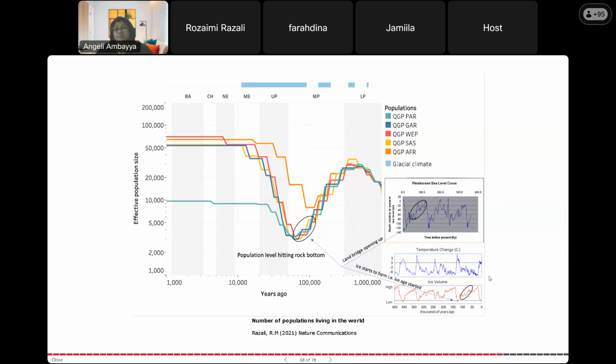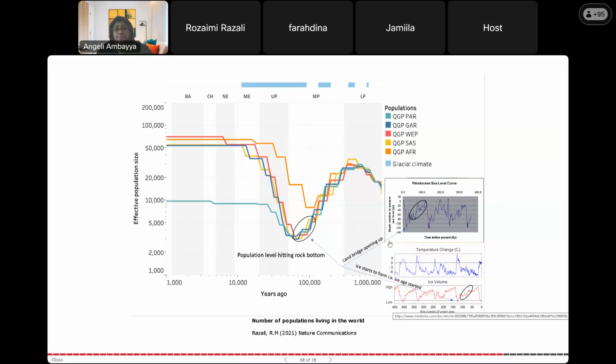Now, if we look at the paleoclimate during this time, what is happening? Two things are happening. If we look at the sea level, you also have to read it from right to left, while the temperature you read from left to right. So what is happening circa 100,000 years ago? A land bridge was opening.